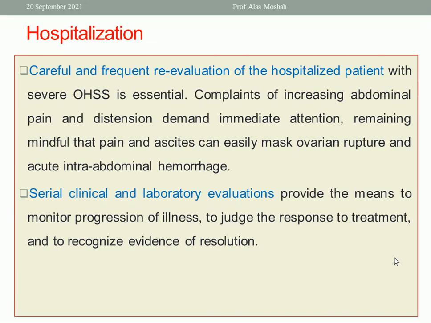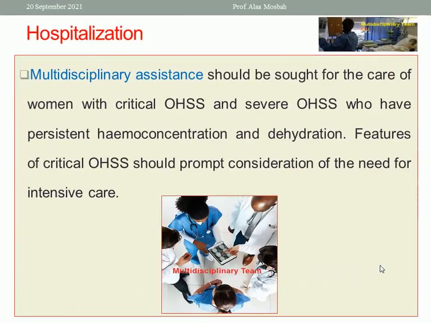Complaint of increased abdominal pain and distension demands immediate attention, remaining mindful that pain and ascites can easily mask ovarian rupture and acute intra-abdominal hemorrhage. So you may suspect the patient has abdominal pain from just the ascites, while the patient is complicated with ovarian cyst rupture and internal hemorrhage. So be careful about this point. Serial clinical and lab evaluation is important. Multidisciplinary assistance is important, and the ICU should be available.